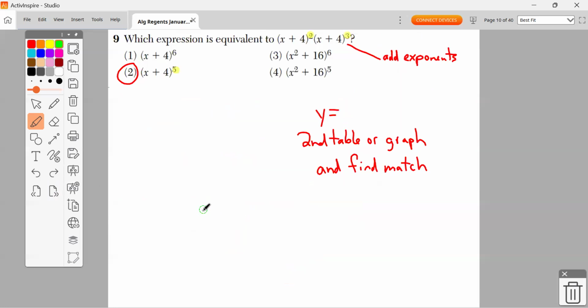In question number 9, which expression is equivalent to that? 2 different ways to do it. You could do it the more traditional way. You're multiplying. This is really your base of your exponent, x plus 4. So the base stays the same. You add the exponents. 2 plus 3 is 5. The other way to do it is to type in this equation, the whole thing, into your y equals. Type in your choices into your y equals, and then second table and find the match, or graph it and find the match.